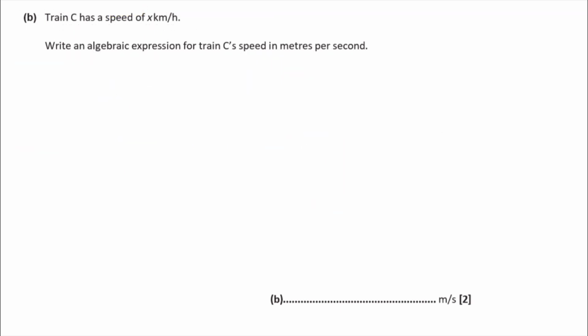Part B says, train C has a speed of x kilometers per hour. Write an algebraic expression for train C's speed in meters per second. Okay. So I've got in kilometers per hour, it's equal to x, isn't it? Now if I want to change to meters per hour, I would have to multiply by 1,000, wouldn't I? So that is equal to 1,000x meters per hour. Okay, and then if I want to convert it into meters per minute, then I'm going to have to divide by 60, aren't I? Because there are 60 minutes in an hour.